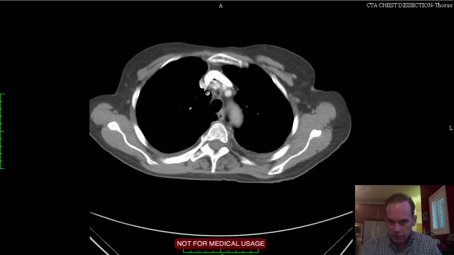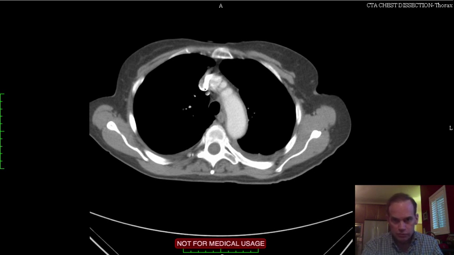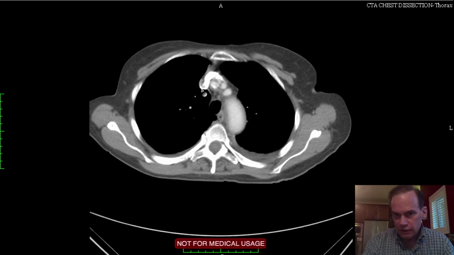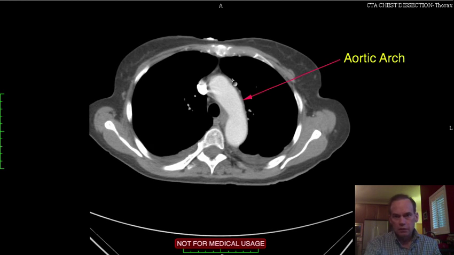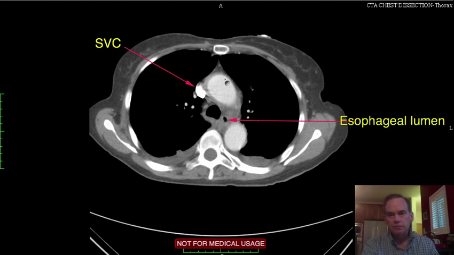You can see that there's not complete mixing of these two different attenuation areas of blood, and therefore you can distinguish the inflow from the right brachiocephalic vein being a lower attenuation than that from the left brachiocephalic vein. But inferior to that, they mix more fully, and here you are looking at the superior vena cava. And here's the esophagus; you can see the lumen well as an air-containing structure.